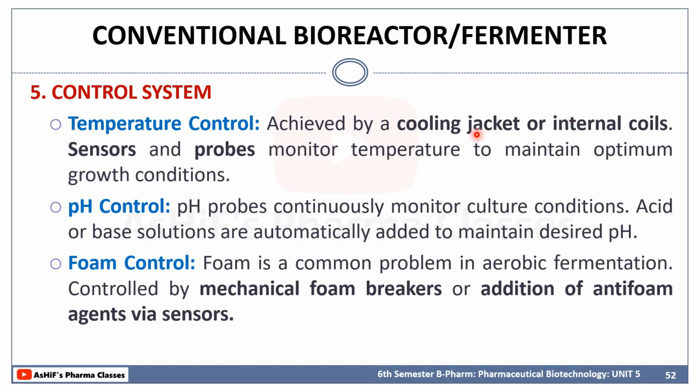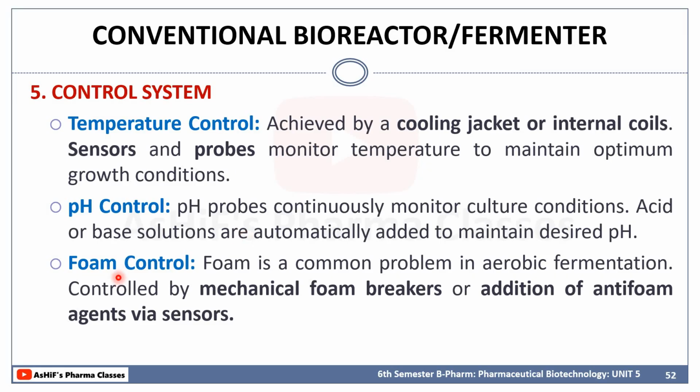By providing cold water to the cooling jacket, we can reduce the temperature of the fermenter. By using internal heating coils, we can increase the temperature. In order to monitor this, we can use sensors as well as probes to maintain the optimum growth condition in the fermenter. Coming to pH control, there is a pH probe which continuously monitors the culture condition. Based on the variation in pH, we have a facility to add acid or base, which will be added automatically to maintain the desired pH.